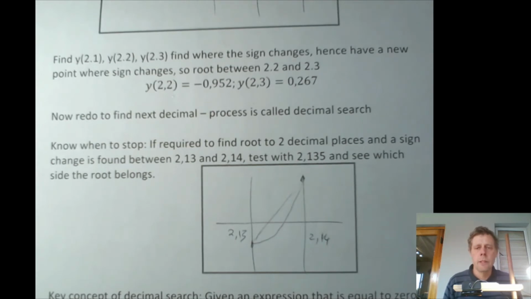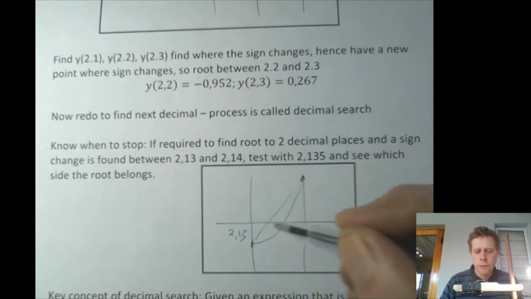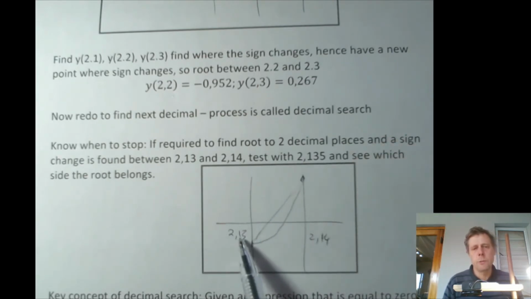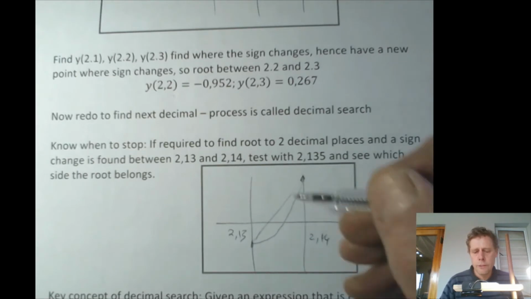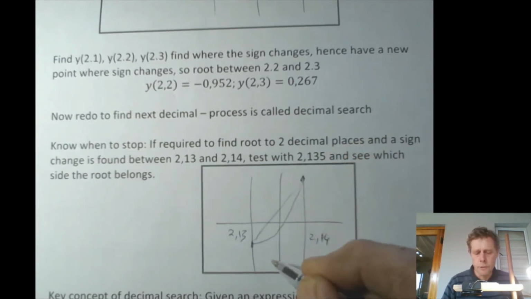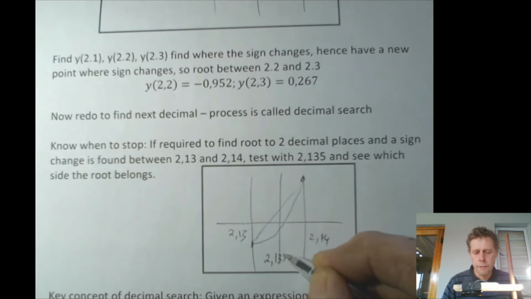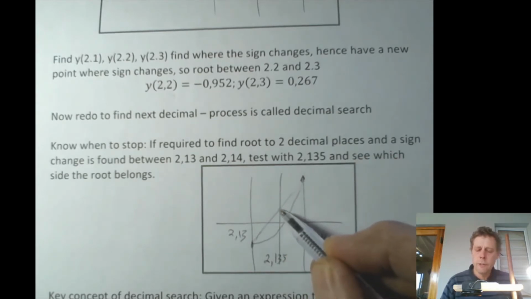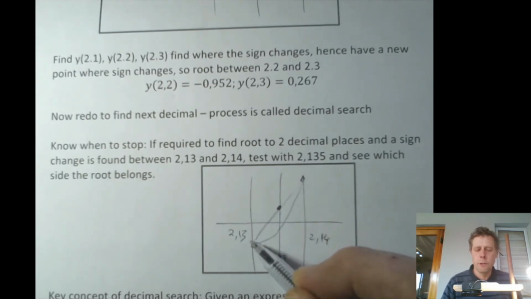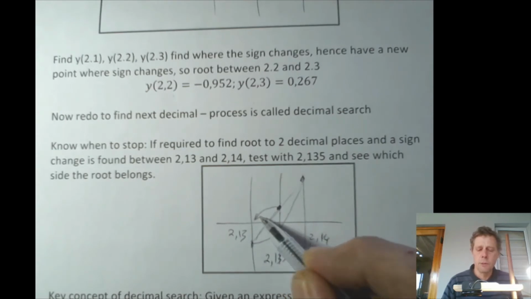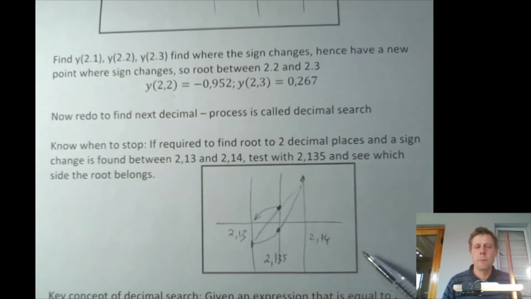So what to do, if you get an exam question that wants it to 2 decimal places, and you know it's between 2.13 and 2.14, all you need to do is find the midpoint here, which is 2.135. If it's positive there, then we know the root lies somewhere between 2.135 and 2.13, so round it off, it's going to be 2.13. On the other hand, if it's still negative, the root is on the upper half. So then the answer would be 2.14.